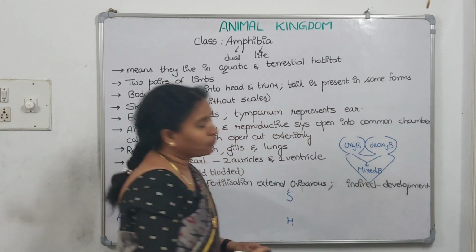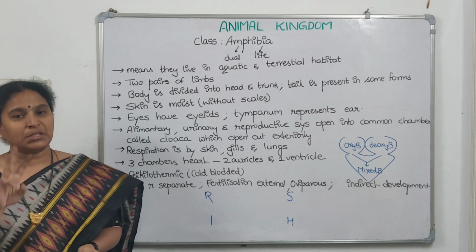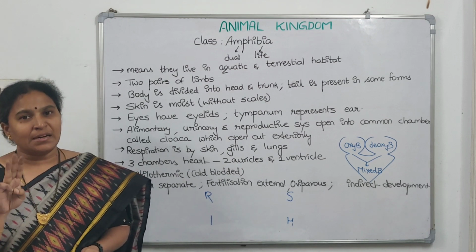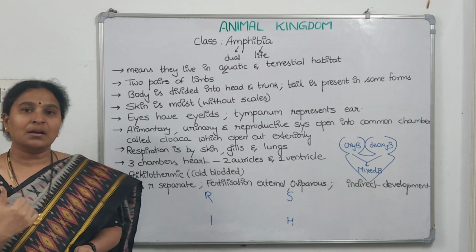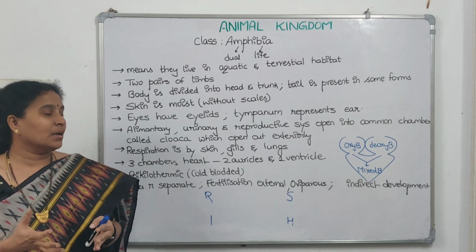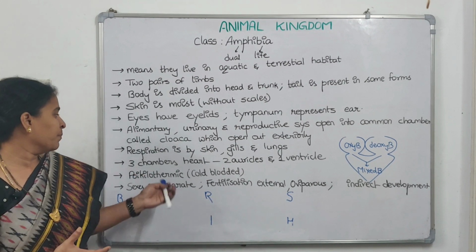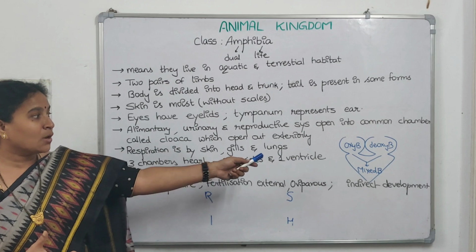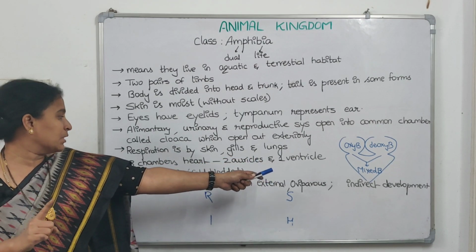The heart of frog pumps mixed blood to all the parts of the body because of the presence of a 3-chambered heart. 2 atria and 1 ventricle. To one atrium, oxygenated blood, to the other atrium, deoxygenated blood, and both of them go to a common chamber called ventricle, where the blood gets mixed up and mixed blood is supplied to all the parts of the body. So 3-chambered heart, and that is called incomplete double circulation. It's closed circulation but incomplete double circulation.